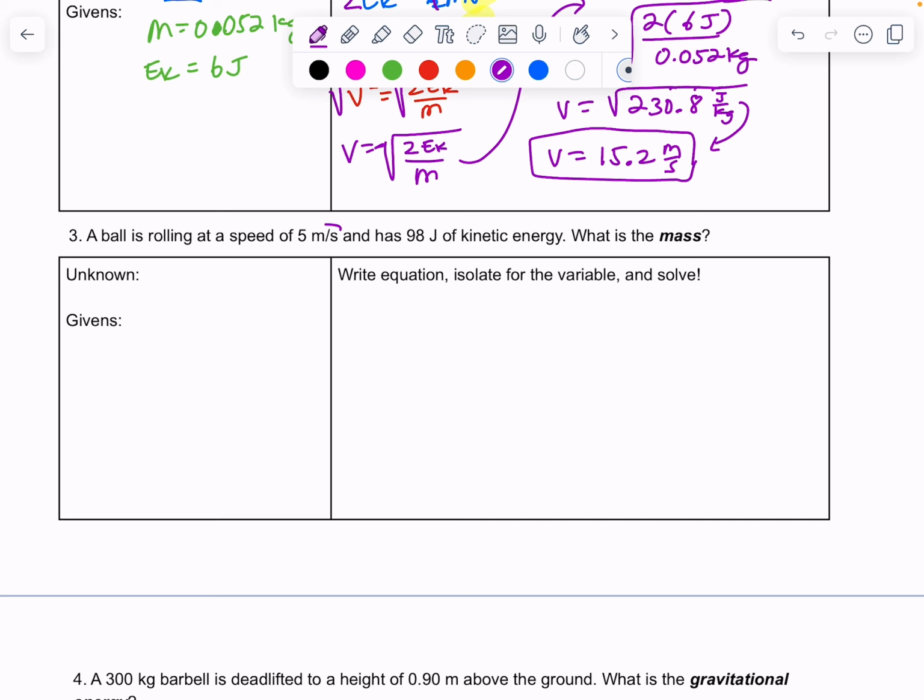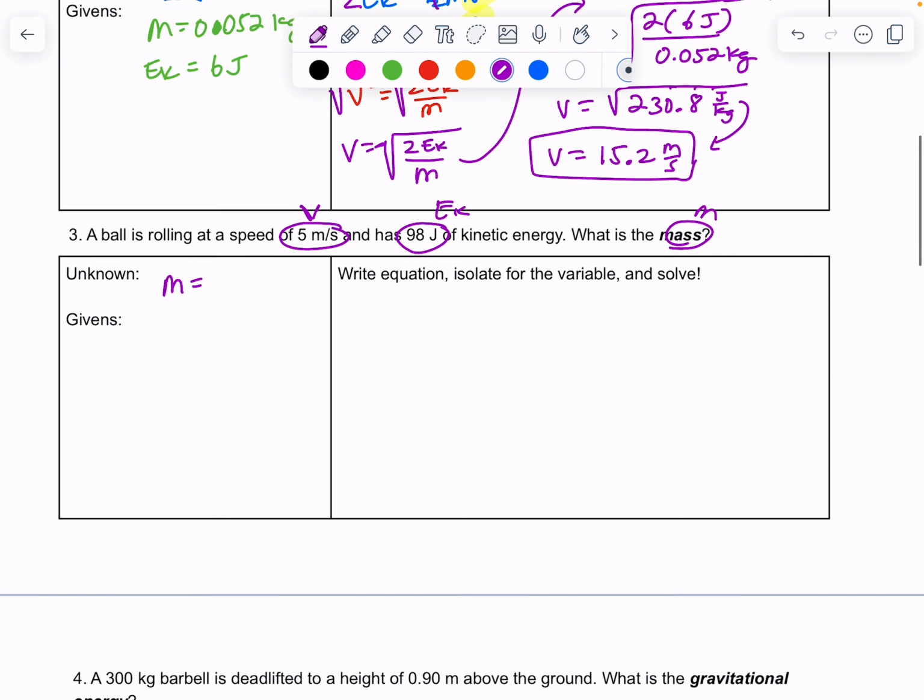A ball is rolling at a speed of 5 meters per second, that's your velocity, with 98 joules of EK. Now we're looking for what is the mass. So now my mass is the unknown. I know v is 5, and I know EK is 98.